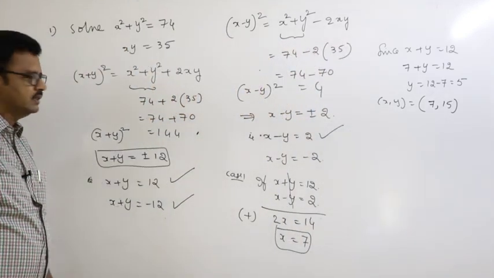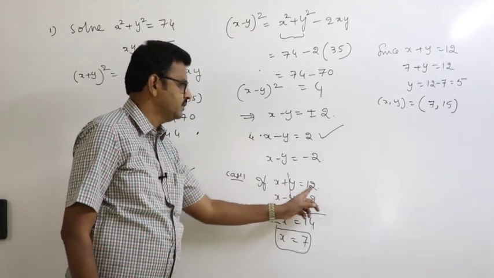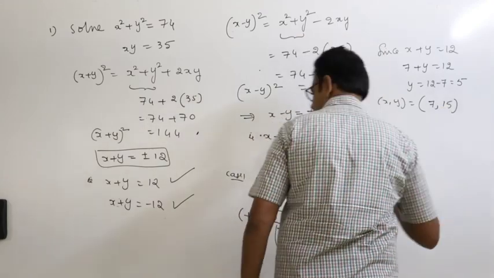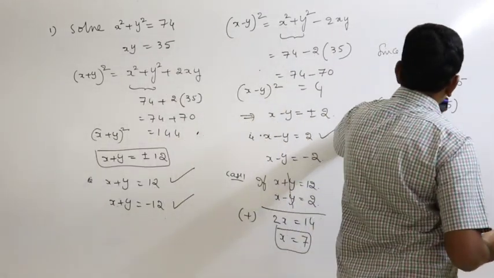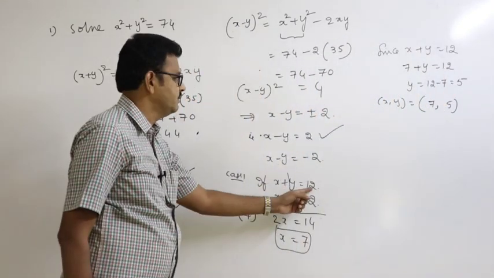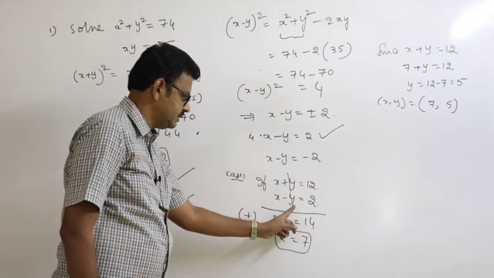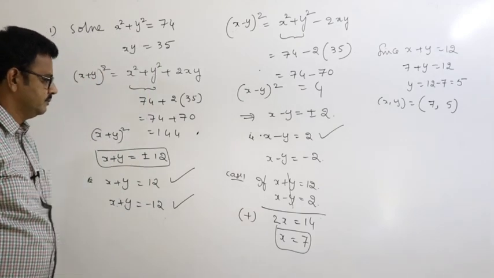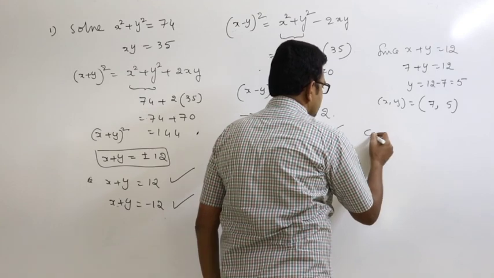Whether your answer is right or wrong, just verify. X plus y is equal to 12, 7 plus 5, that is 12, and 7 minus 5, that is 2. So this is case 1.